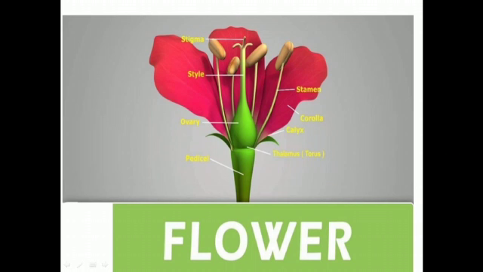So, starting from the base, here you are watching that this is the swollen portion of the pedicel, which is called the thalamus. On this, the four concentric rings, or whorls, of the floral leaves are present. So, first of all, we will start from the first whorl of the flower, which is called the calyx or the sepals. These are the calyx or the sepals on both sides.